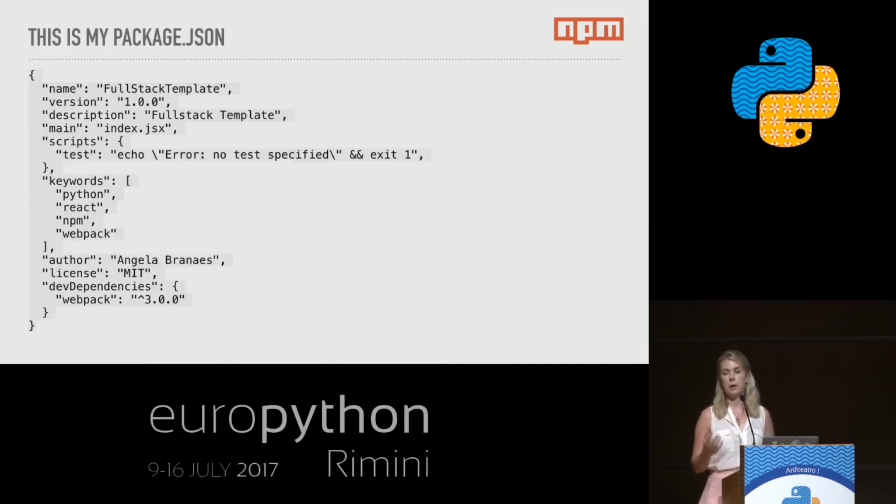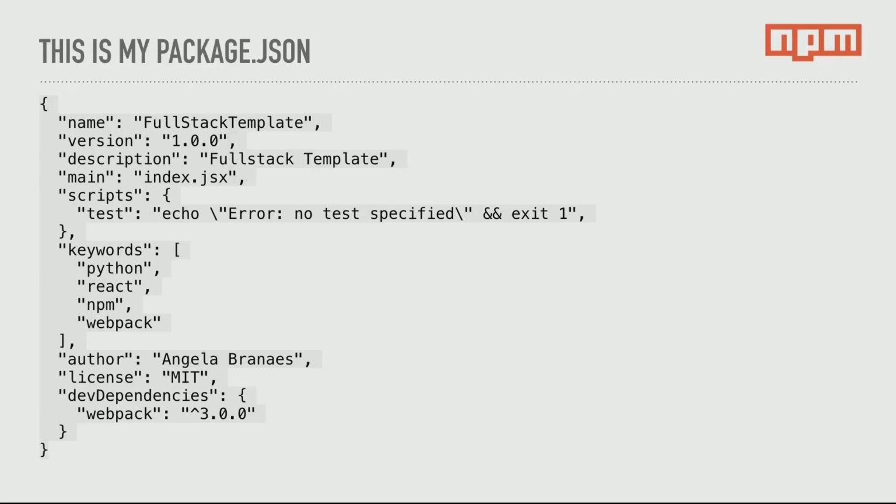So this is what my package.json looks like. As you can see, there's a name, there is a version, there's dependencies, and a license. So everything I really need to know about how this front end works.